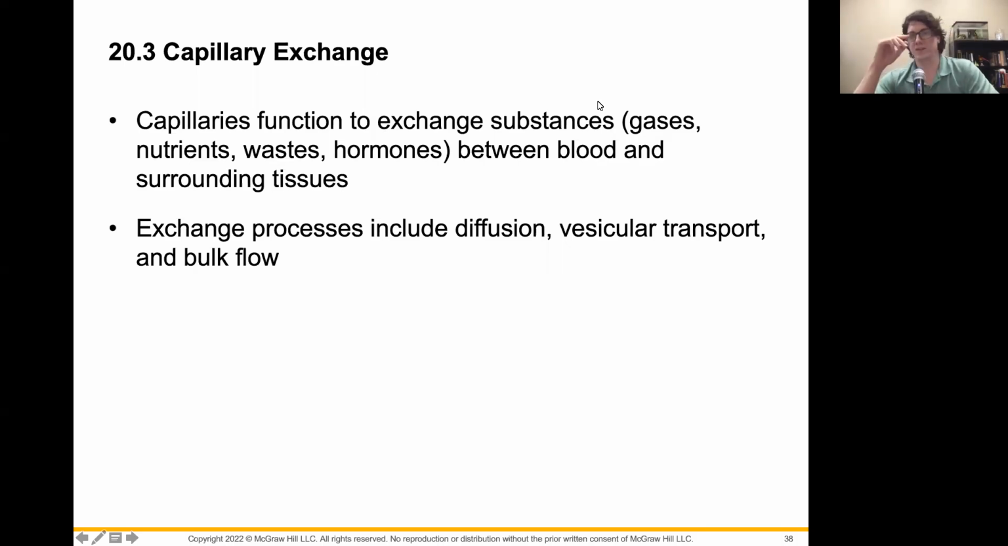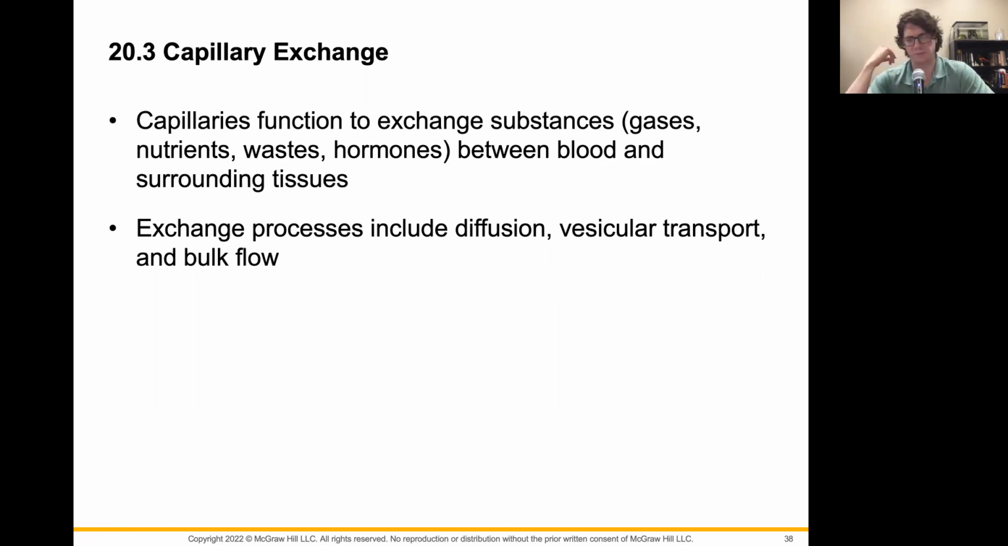So in our capillaries, we're going to have to exchange lots of substances. This is not just respiratory gases that we're worried about here. We're also worried about things like nutrients, so sugars, fats, proteins, waste molecules. So this is kind of where CO2 comes in, but also where we have things like urea from protein metabolism and lots of other waste molecules, as well as hormones.